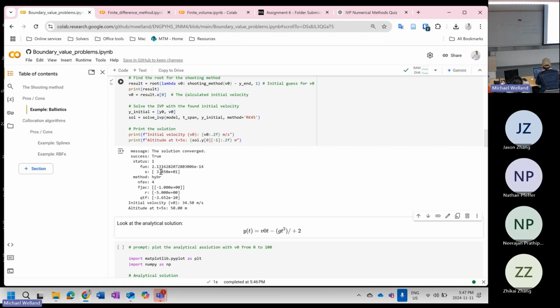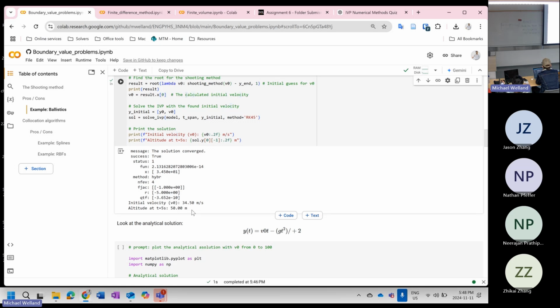Which value? X. Method, hybrid. This is for the root finder. So the root finder is, what is it? The line search coupled with, I think, the Levenberg-Marquardt algorithm. That's how it's finding it. Number, this is the number of function evaluations. So this is how many times it had to call that solve IVP method to be able to find it. And then some information about the Jacobian. Not sure what R and QTF are.